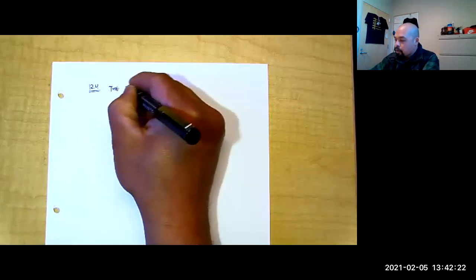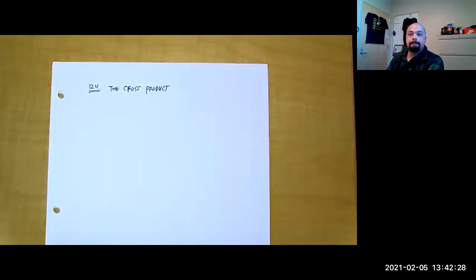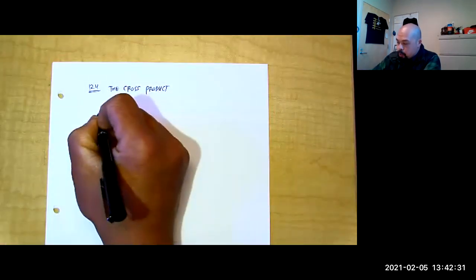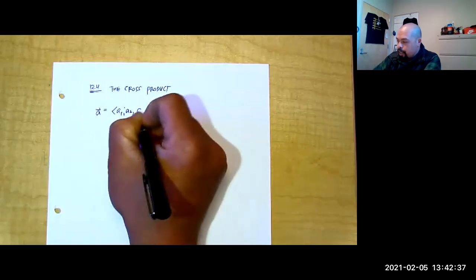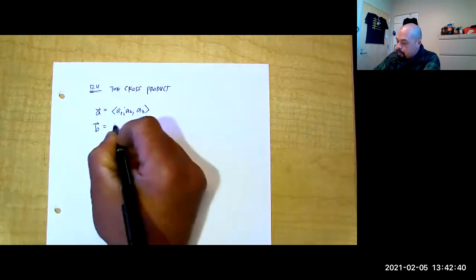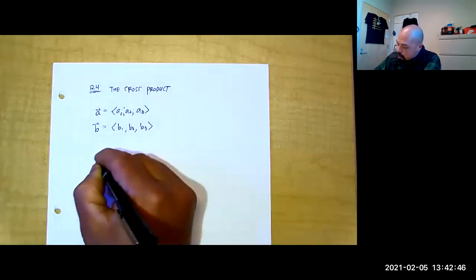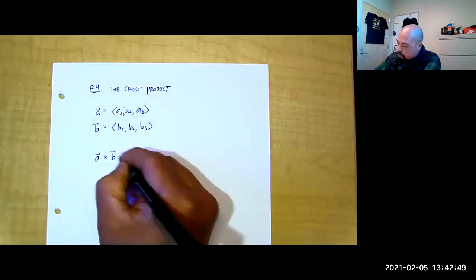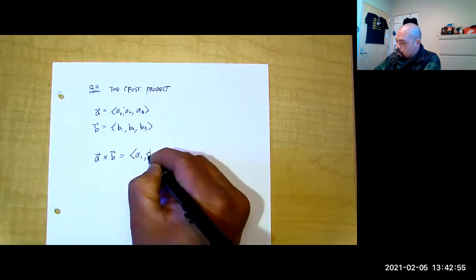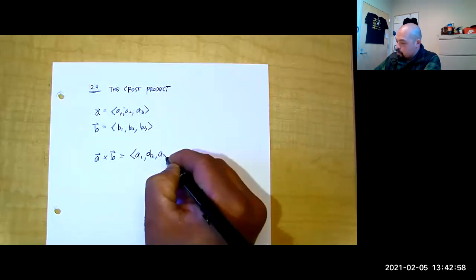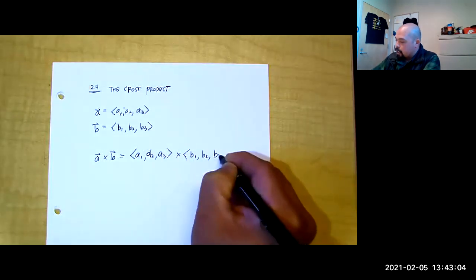And so now we're looking at the cross product, another operation with vectors. Okay, so notation-wise, we have vector A, A1, A2, A3, vector B, B1, B2, and B3. When we take this cross product now, okay, take a second to write this all out.